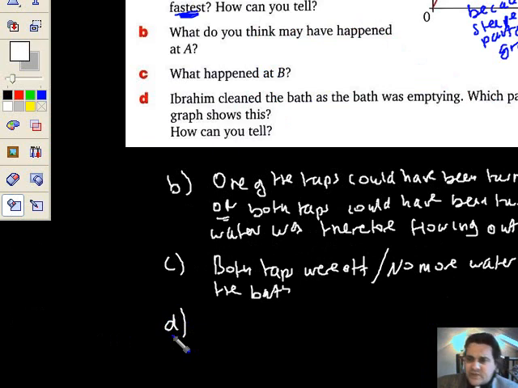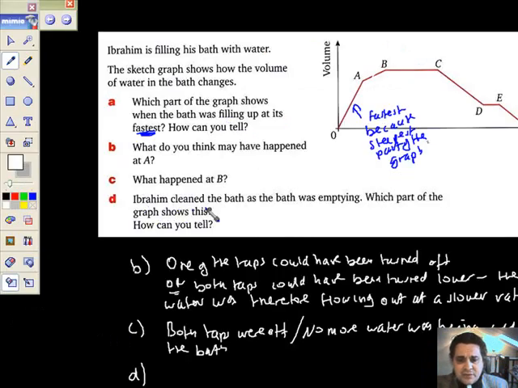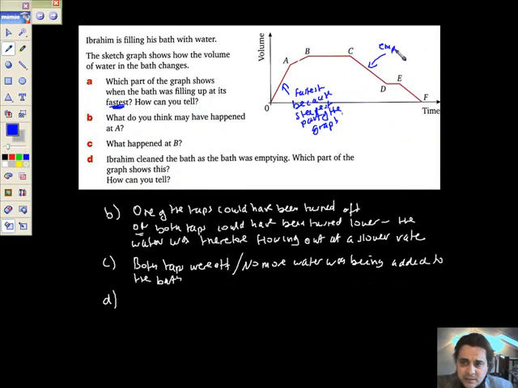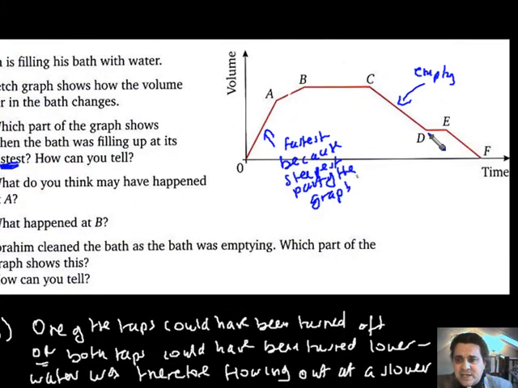Question D. Here's a strange question. So this guy decides to clean the bath as the bath was emptying. Which part of the graph shows this, and how can you tell? Well, look at this. I will point to this part. Here, the bath is definitely emptying because we're going from a higher volume in C to a low volume in D. It's also emptying between F and E. It looks as though he put the plug back in between D and E because water was not running out of the bath anymore, neither was it filling up. The graph is not going up but staying flat.